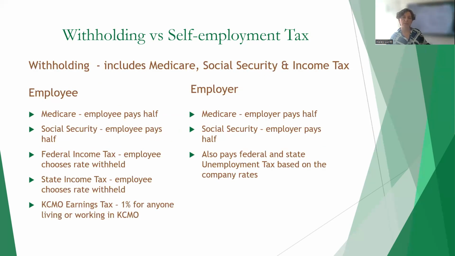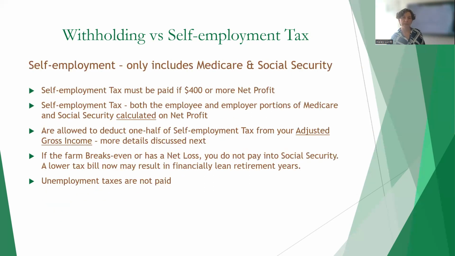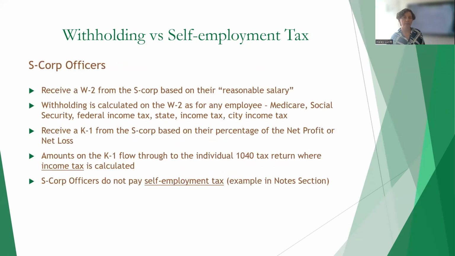There's a more detailed description of who pays what, employer or employee, and what you pay when you're self-employed. S-Corp officers are a little bit different because of the way the business structure is set up. You pay self-employment tax on the net income of the business. You also are considered an employee of the business and get a W-2 with withholding on that.